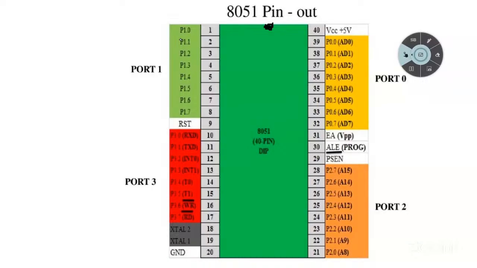The operating speed. If the random access memory is more, the speed of the computer is more, because more applications can be run in the random access memory.